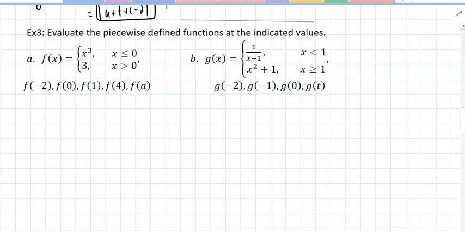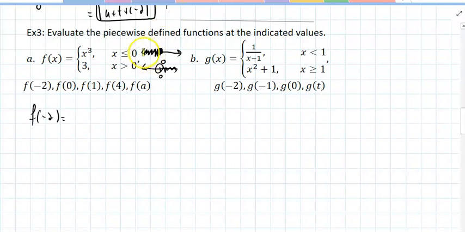The next consists of piecewise functions. The best way to do this is for you to look at, well, x is less than or equal to 0, and x is greater than 0. So, when I say find f of negative 2, the question is which of those you would use?